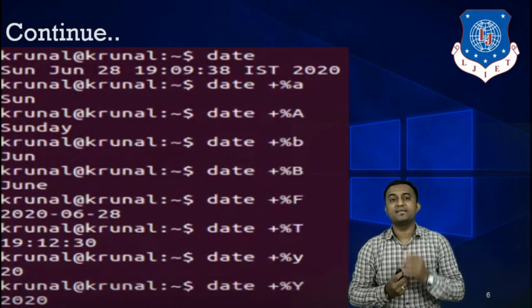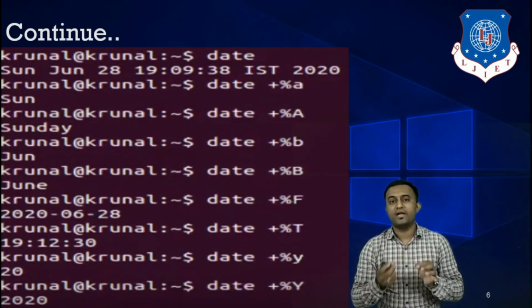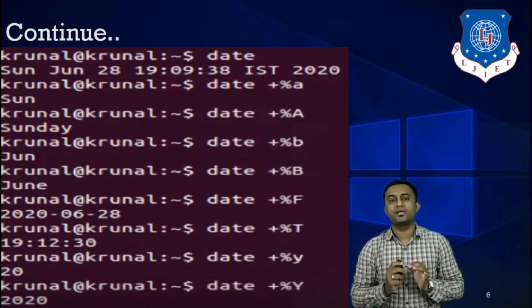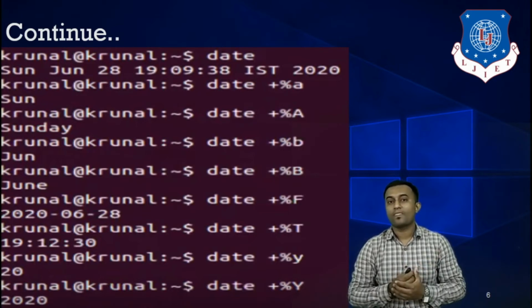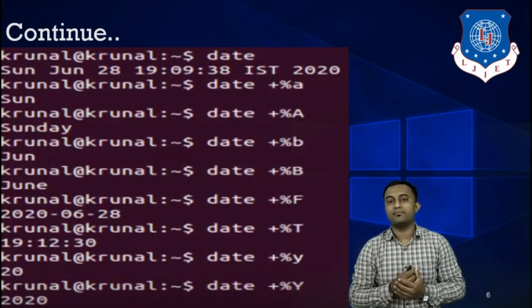Now the next command is the date command. It has a very simple syntax: date. Once you type date and hit the return key, it will display the current date and time in terms of Indian Standard Time, IST. Okay, so today is Sunday, 28th June, and this is the current time.